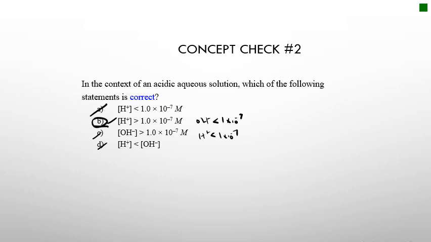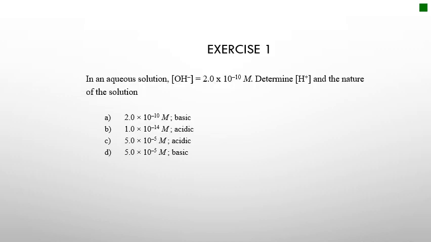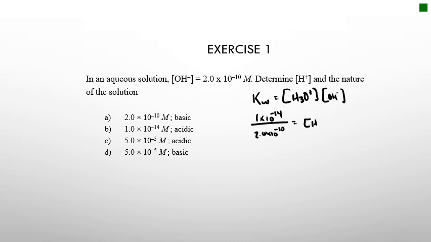So B would be your correct answer. All right, so now let's actually look at a math problem to determine the hydrogen concentration and the nature of the solution. So once more, we have our equation, Kw equals H3O plus or H plus times the OH minus concentration. We know Kw, 1 times 10 to the minus 14th. We can divide that by the given concentration, 2.0 times 10 to the minus 10th, and that will equal the concentration of the H3O plus.